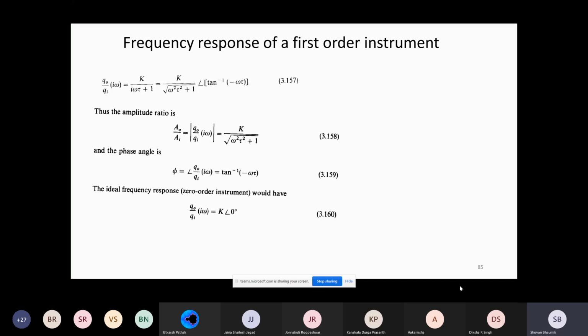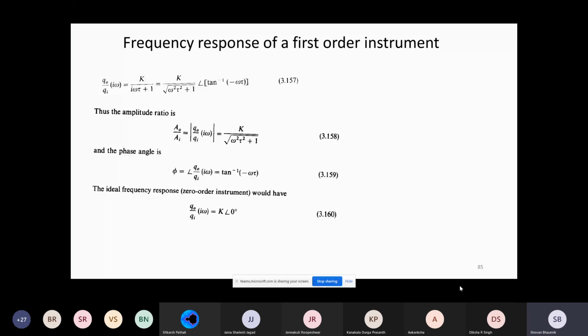Now suppose input sinusoid frequency is high, omega is very high, then what will happen? The denominator will keep on increasing. When the denominator keeps on increasing, what will happen? The gain A0 by AI will keep on decreasing. That means the input signal is going to be attenuated. So for a first order system, if you are giving a sinusoidal input of very high frequency, the output will be very less or very attenuated.